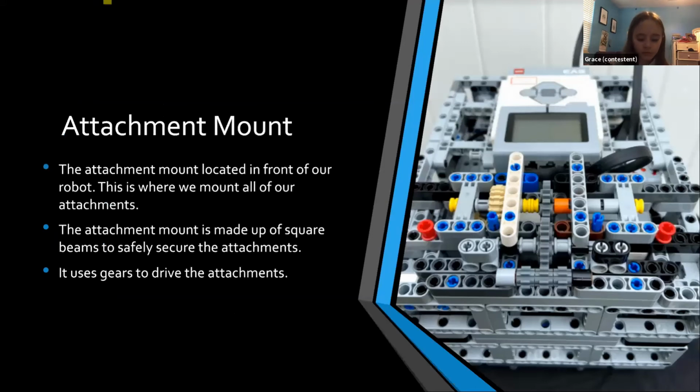Attachment mount. The attachment mount is located in the front of our robot. This is where we mount all of our attachments. The attachment mount is made up of square beams to safely secure the attachments. It uses gears to drive the attachments.